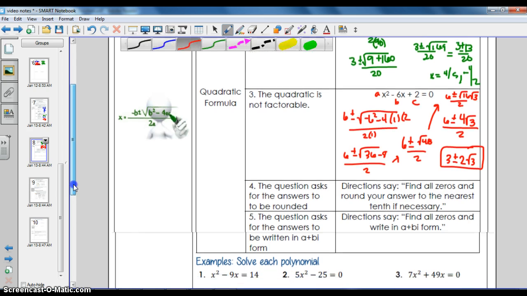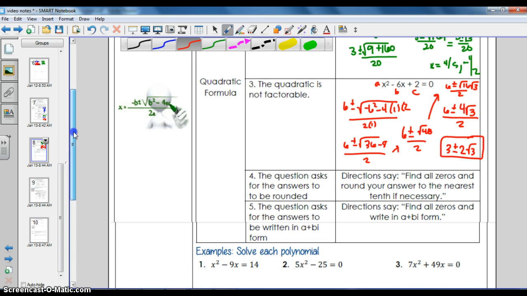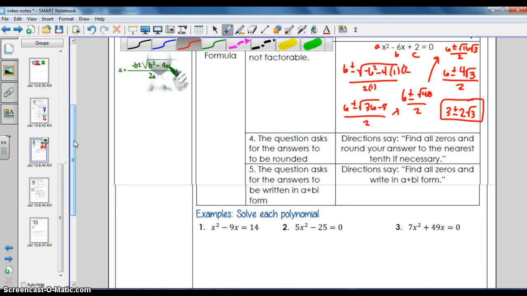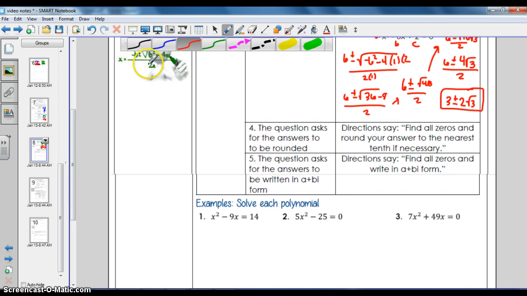And then anything that has to be rounded, finding all the zeros and rounding means we can't factor, we can't do the square root method, so we need to use the quadratic formula. So make sure you have that memorized.